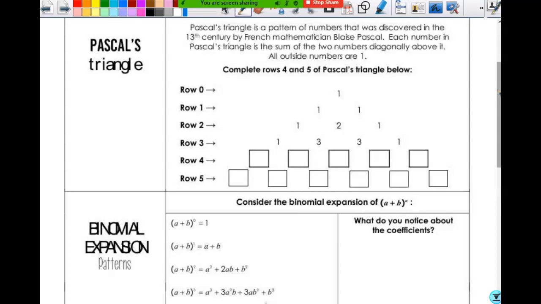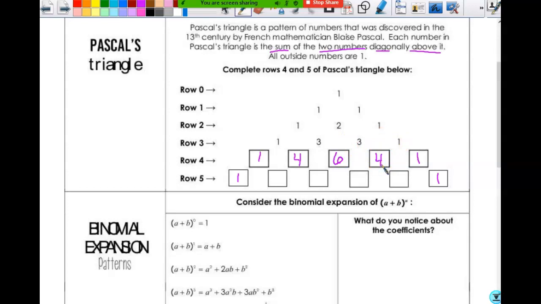So each number in Pascal's triangle is the sum of the two numbers diagonally above it. All outside numbers are one. So since you see all these ones here, we've got a one here and a one here and a one here and a one here. So 1 plus 1 is 2. 1 plus 2 is 3. 2 plus 1 is 3. So 1 plus 3 is a 4 right there. 3 plus 3 is 6. 3 plus 1 is 4.